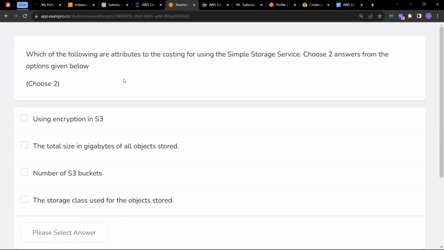Which of the following are attributes to the costing for using Amazon S3 Simple Storage Service? Choose the answers from the options below. So we are looking at costing, how you are charged for using the S3 services.